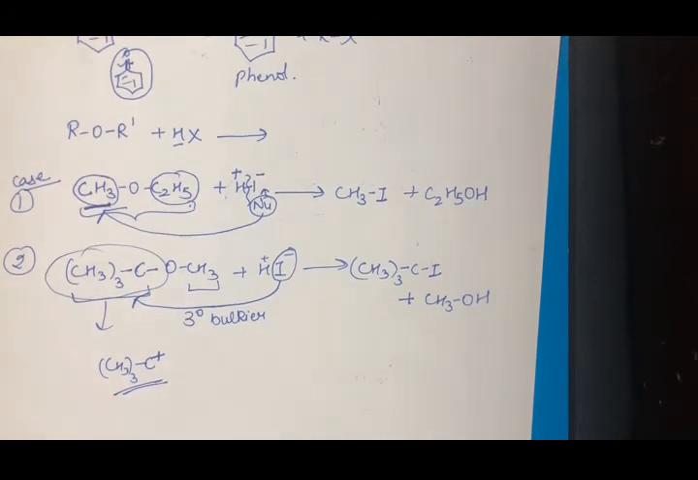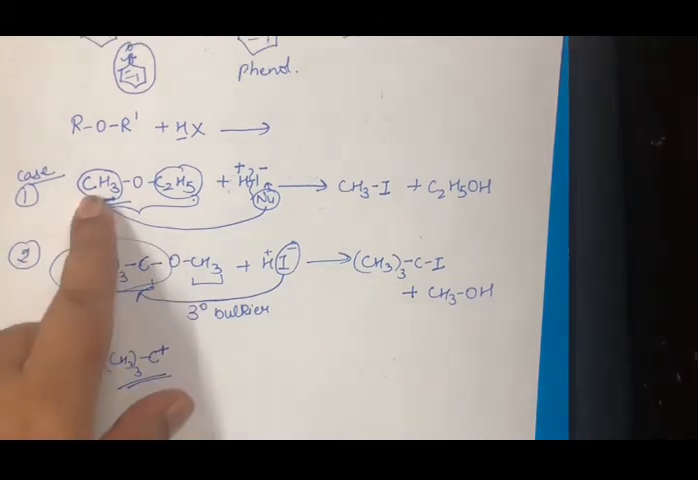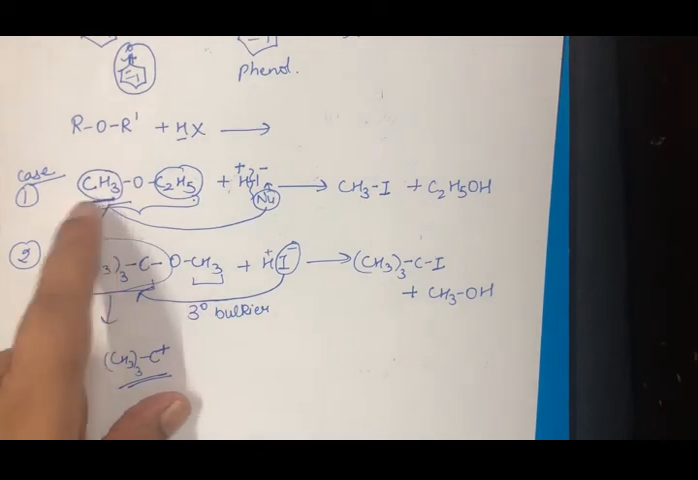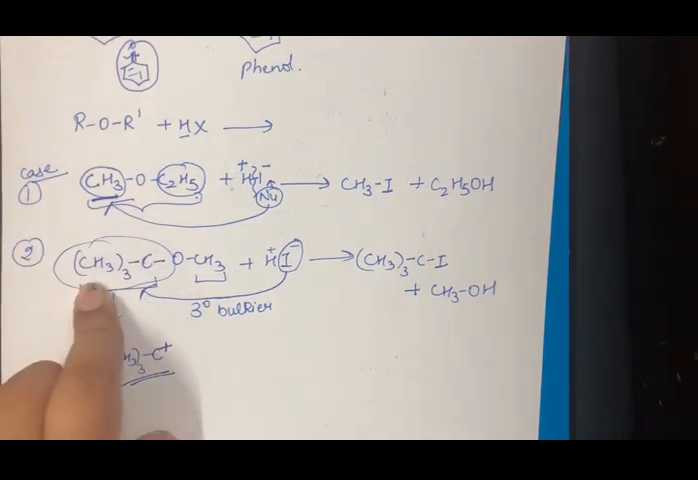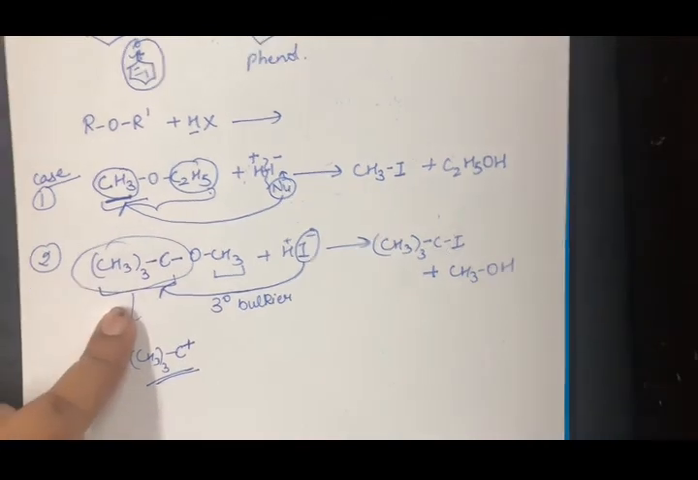So this is an exception that you have to always learn: whenever you have an unsymmetrical ether and both sides are primary carbon groups, then the iodide or the nucleophile will attack the position which has the lesser number of carbon atoms. But if there is a tertiary group present on either side, then my nucleophile will go and attack the tertiary carbocation, right?